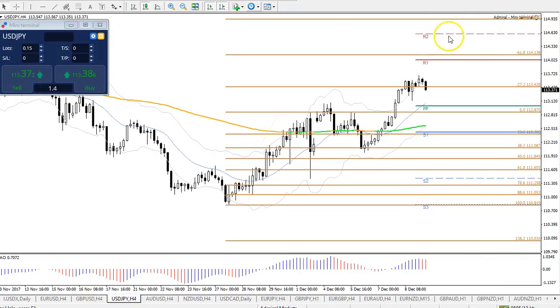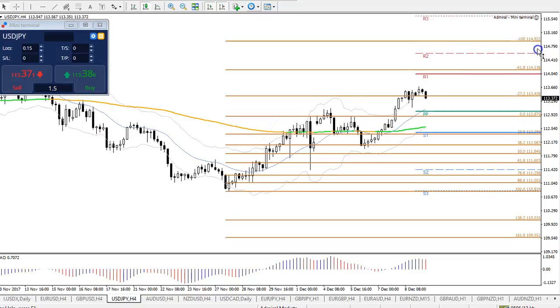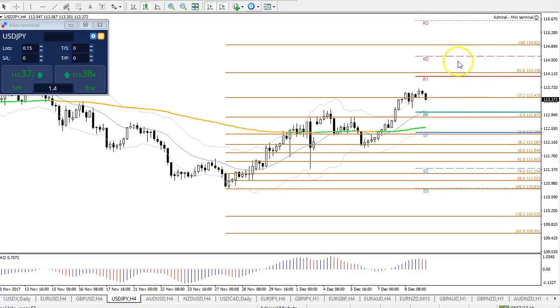These are Admiral Markets pivot points, by the way, and also the Fibonacci targets at 114 and 115. So a turn here could send this back up, and then it starts to become a little bit more likely that it's a wave 3.